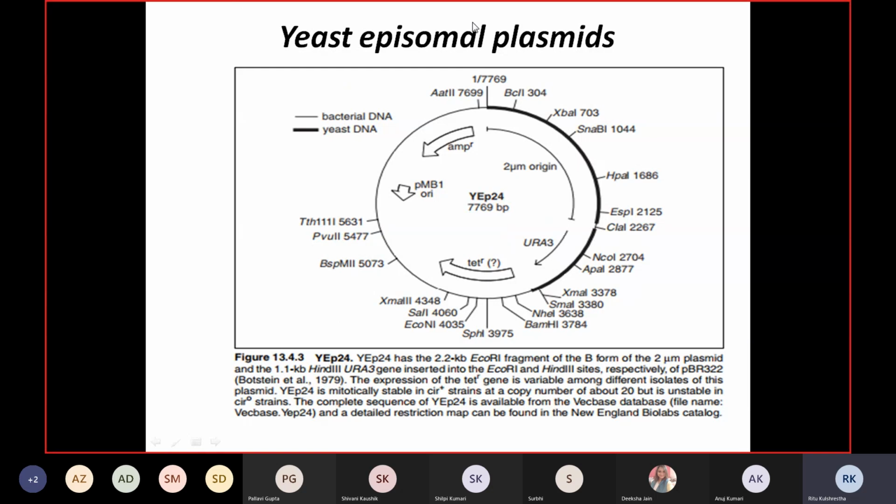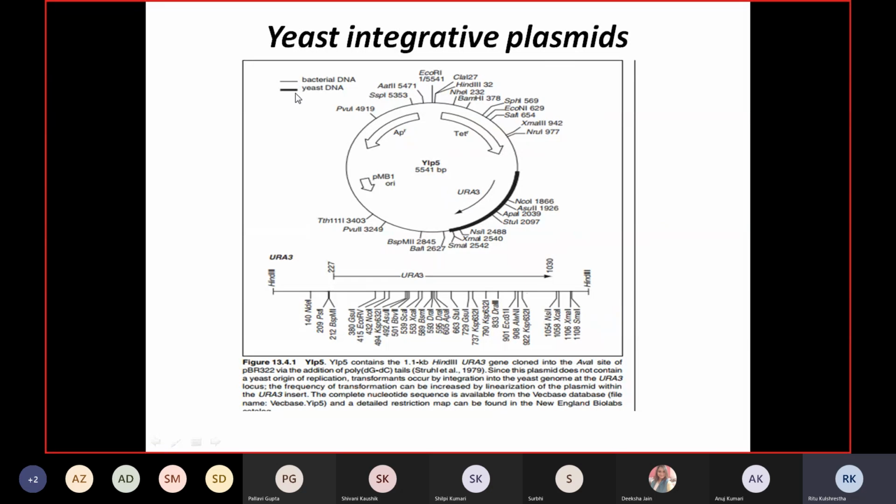So yeast episomal plasmids, their copy number is around 20, and they are quite unstable in nature. Then we have yeast integrative plasmid. So let's see, what does this plasmid have. You can notice that there is one plasmid origin of replication. There are the two antibiotic markers which help it being maintained in bacteria for selection purpose.